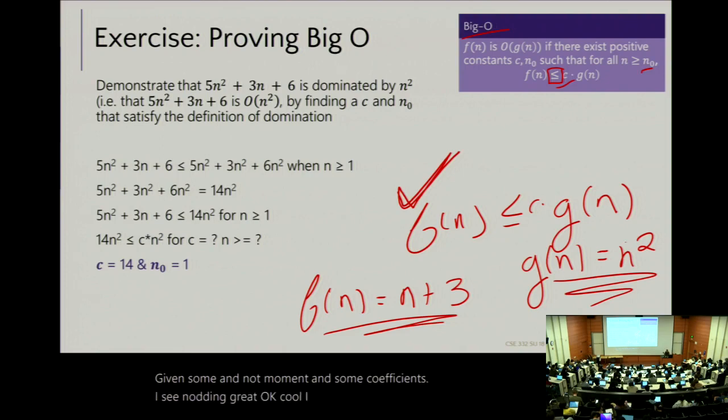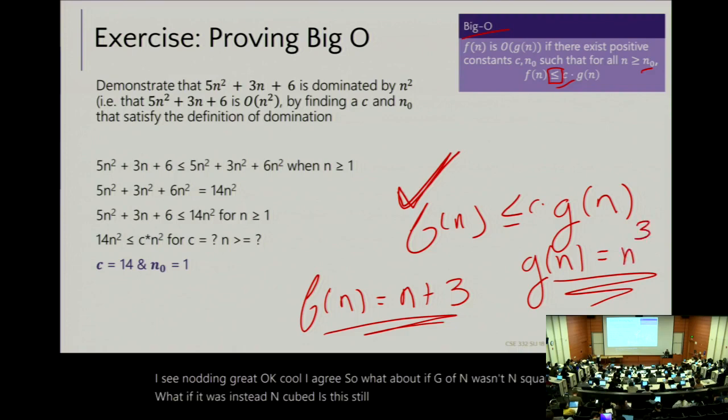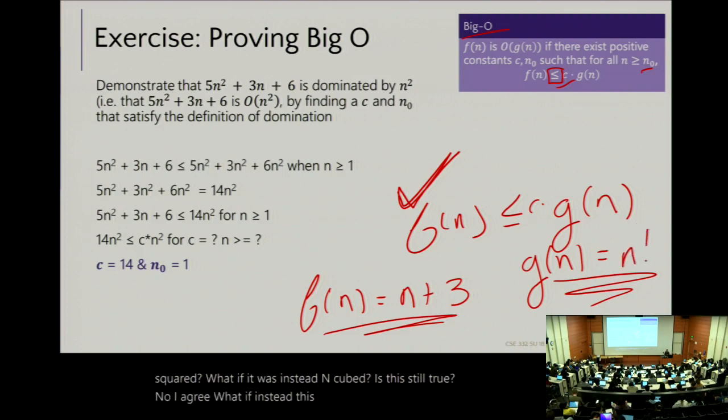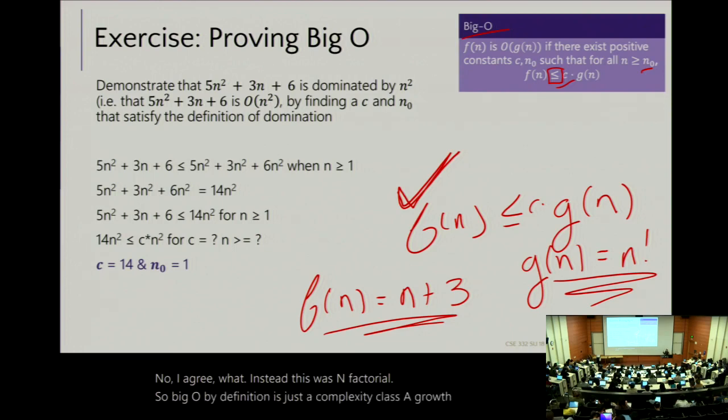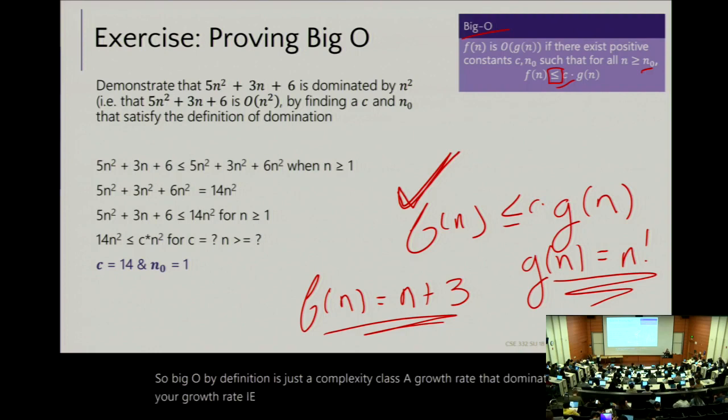So what if g of n wasn't n squared? What if it was instead n cubed? Is this still true? Yeah, I agree. What if instead this was n factorial? Yes. So big O, by definition, is just a complexity class, a growth rate that dominates your growth rate, i.e. just something that upper bounds it, but by definition not necessarily fits it.